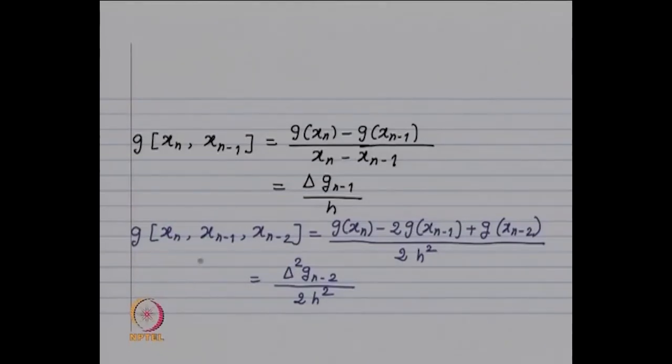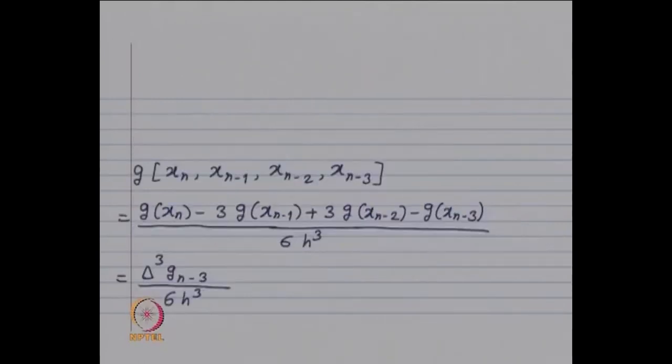And now, we will also write a similar formula for the divided difference based on x n, x n minus 1, x n minus 2, x n minus 3. That formula is g x n minus 3 times g x n minus 1 plus 3 times g x n minus 2 minus g of x n minus 3, for equidistant points, upon 6 h cube. So, the numerator is delta cube g n minus 3, divided by 6 h cube.